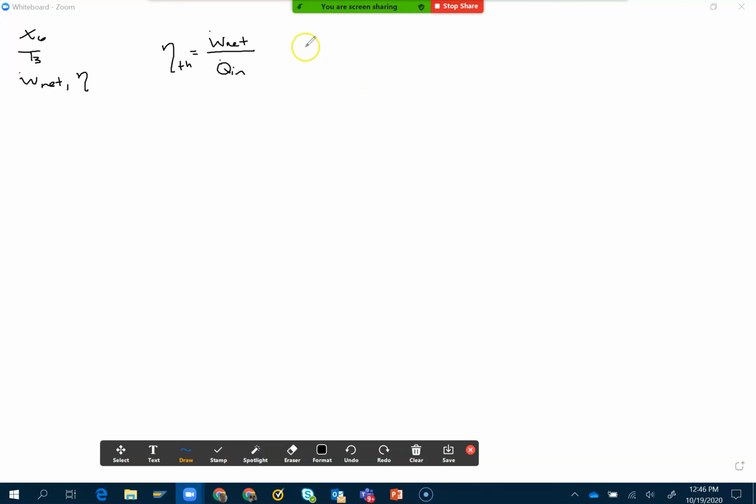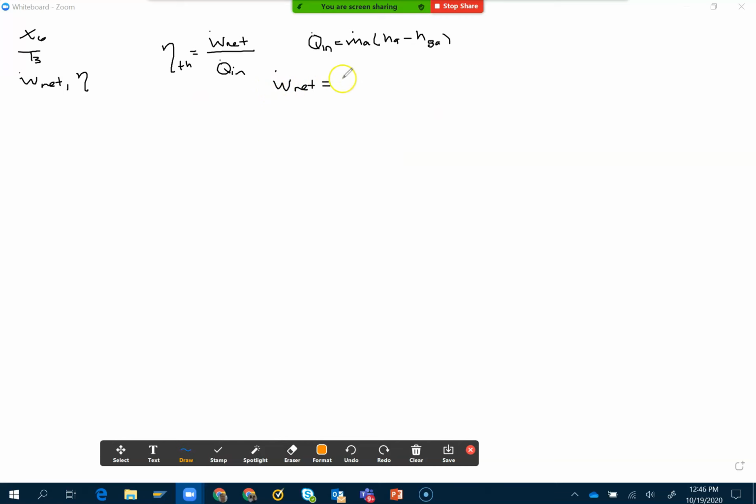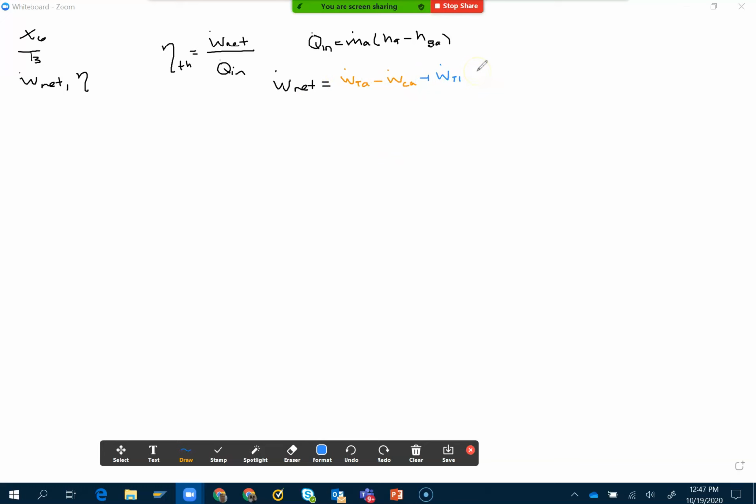So the Q in. Now for the net work we have two parts, the net work of each cycle, so different colors for different fluids. Let's expand each of these.